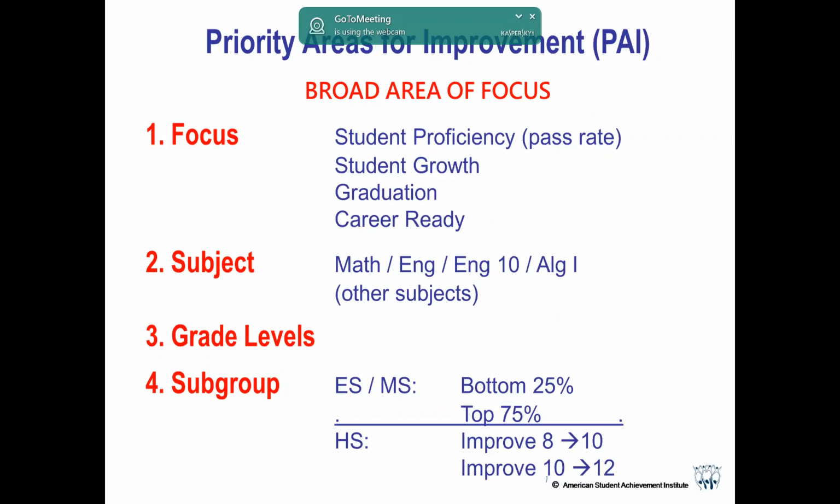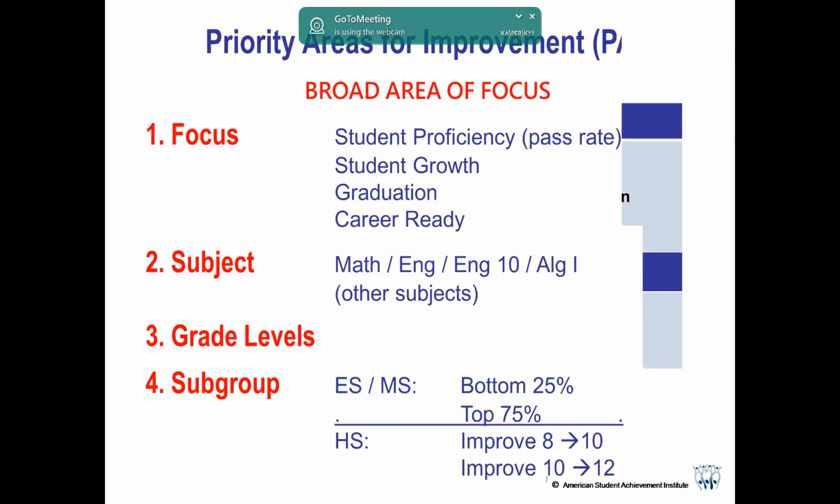Then there will be a checklist where you'll say, okay, this is a broad focus area that we have for 9th grade or 3rd grade or whatever. And then the department asks you to identify a subgroup, and this is how the department identifies subgroups in their PAIs. You'll say this is a broad area of improvement that we'd like to focus on for the kids in the bottom 25% of our school academically, or the top 75%. Or in a high school, we're focusing on student proficiency in math, and we are focusing on seeing improvements between the 8th grade assessment and the 10th grade assessment, or the 10th grade assessment and the 12th grade assessment. So there are different subgroups depending on what school you're in. The focus of this is to align with the Department of Ed, but also to help you think about these broad areas for improvement.